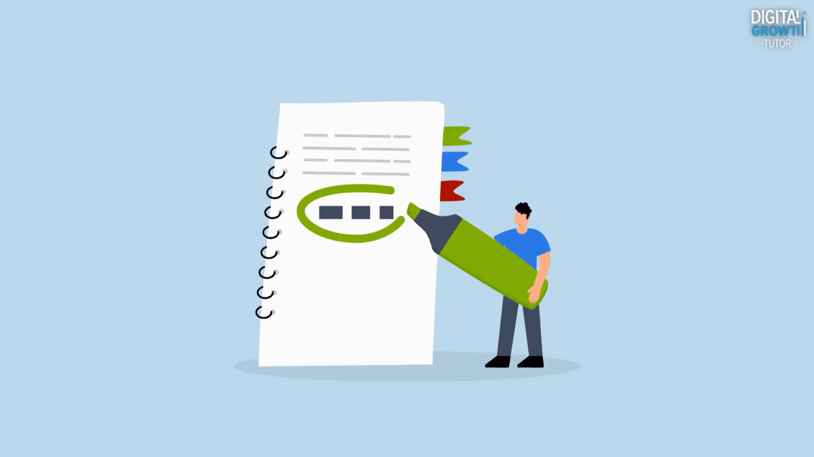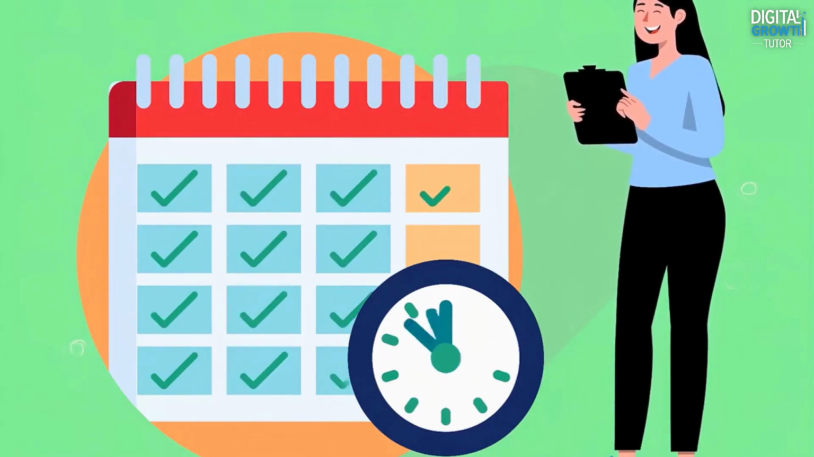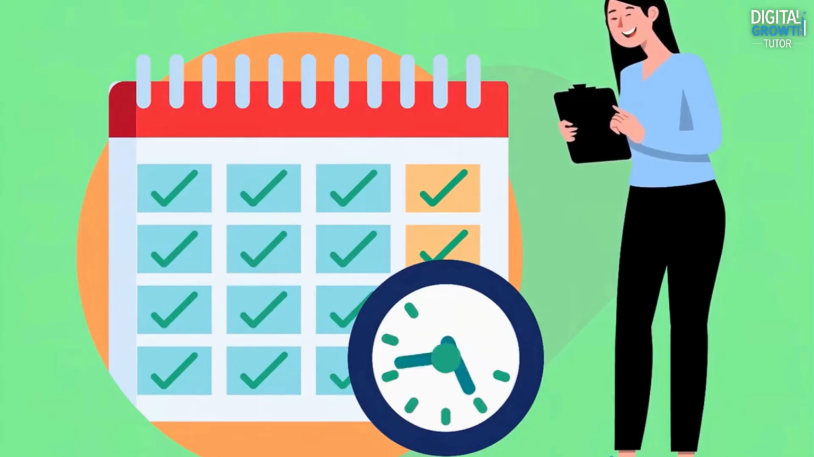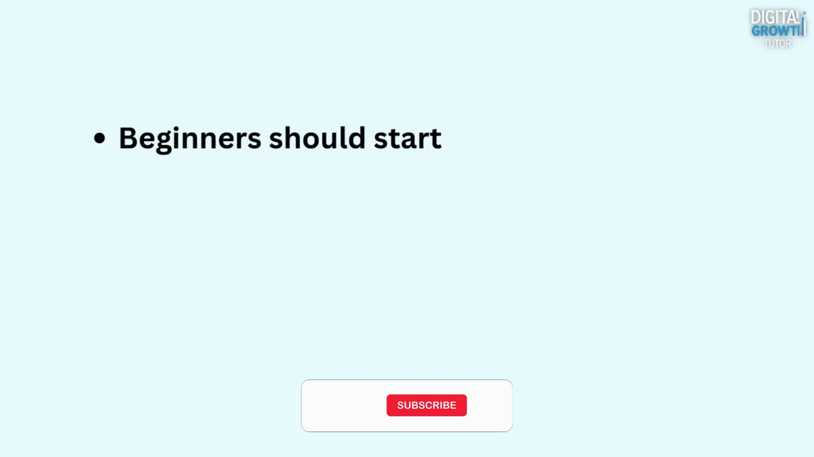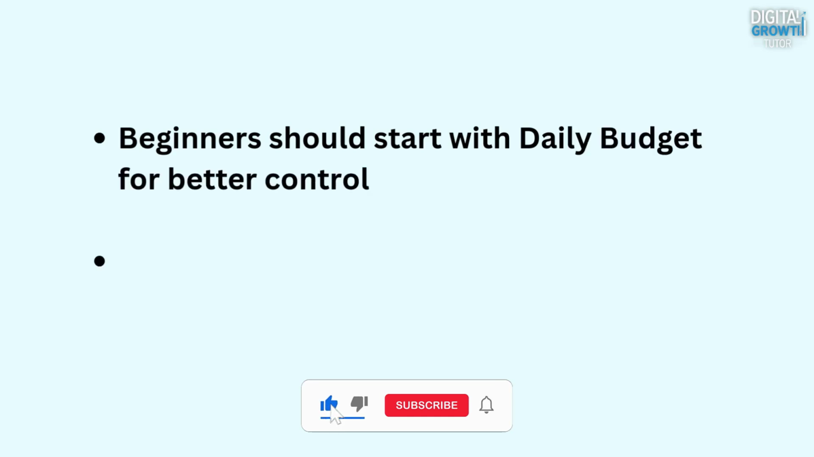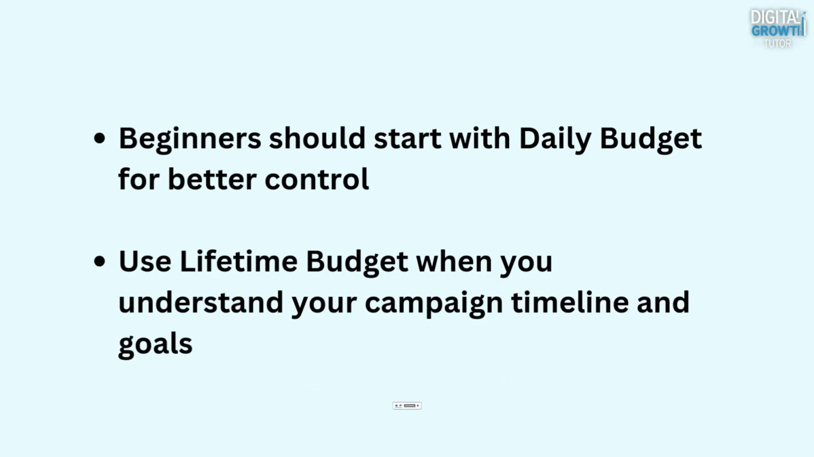One important tip: if you are using ad scheduling, you must use a lifetime budget. Daily budgets do not support ad scheduling. Final recommendation: beginners should start with daily budget for better control. Use lifetime budget when you understand your campaign timeline and goals.